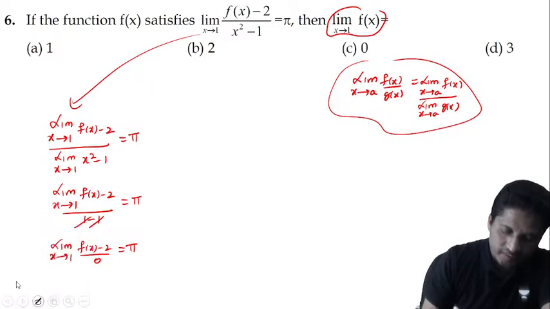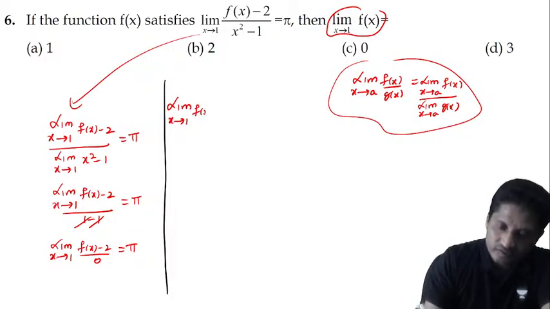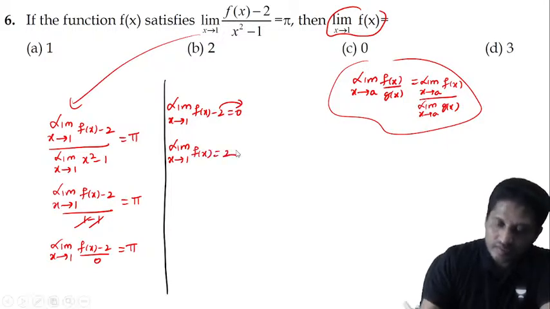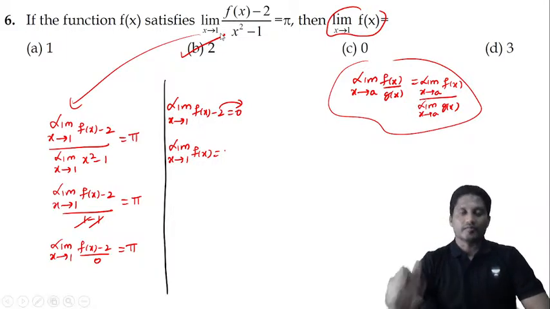If I cross multiply this, limit x tending to 1, f(x) minus 2 is equal to 0. Minus 2, you shift to the right side. You will get limit x tending to 1 of f(x) is equal to 2. Answer should be option B. Right? Let's move to the next question.